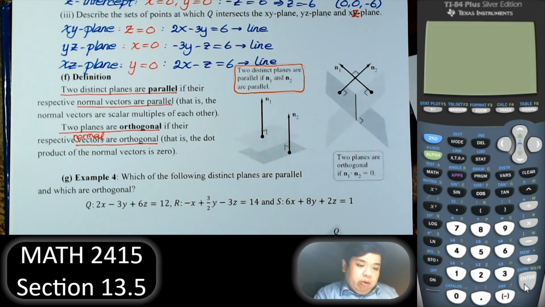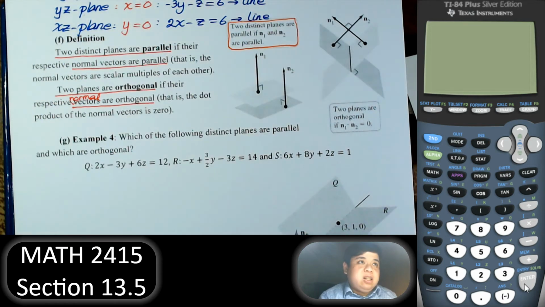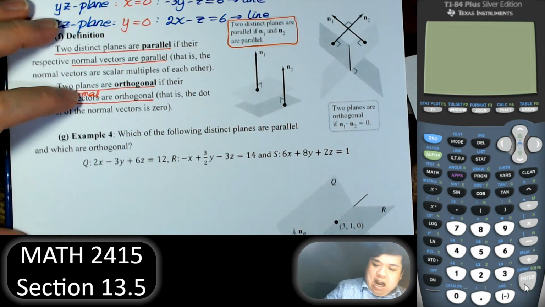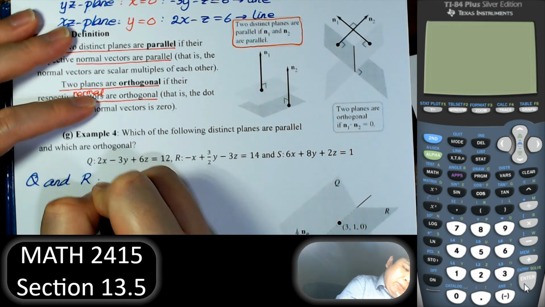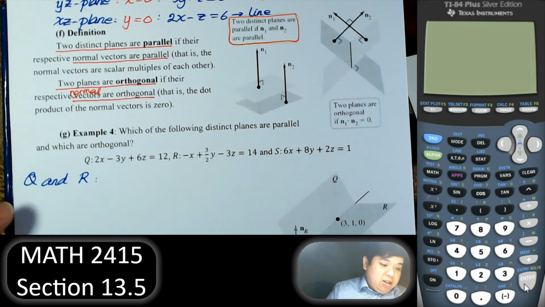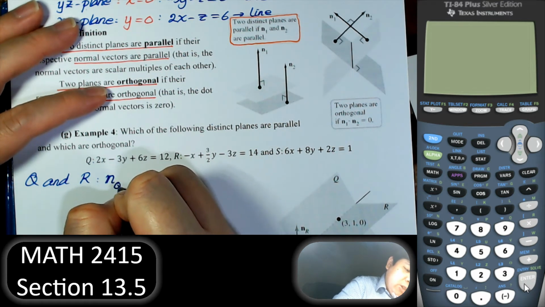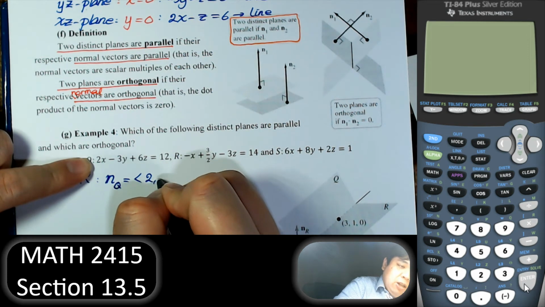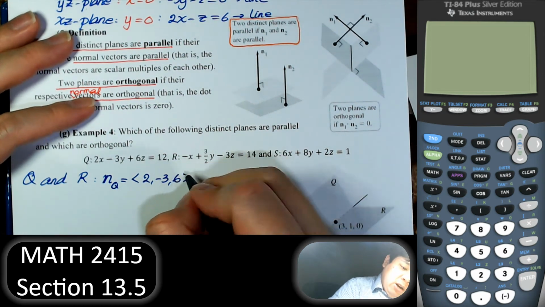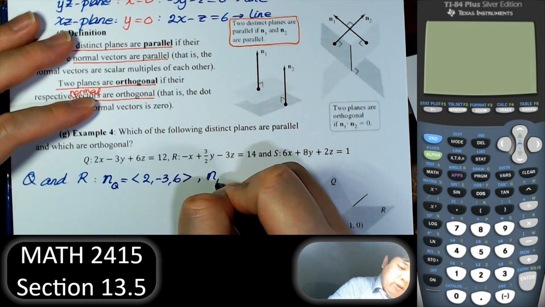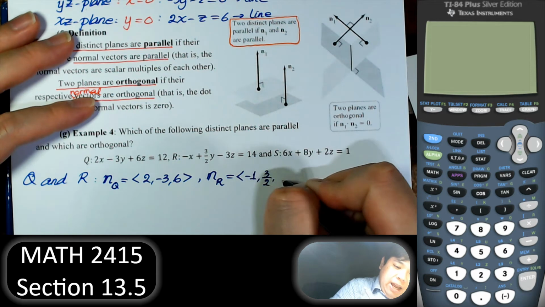Right. Which of the following distinct planes are parallel? So how do we do this? We have 3 planes here. So just pick 2. How about Q and R? We just extract the normal vectors. So I'm going to write n, the normal vector of Q, and we extract the coefficients of x, y, and z. And then for R, we write the normal vector for the plane R: -1, 3/2, and -3.